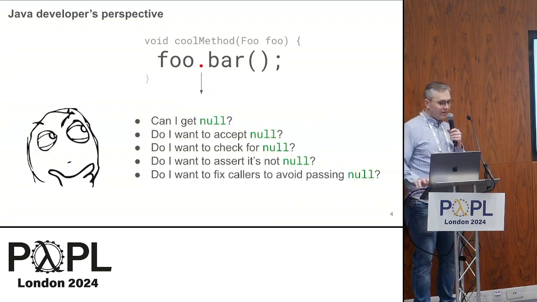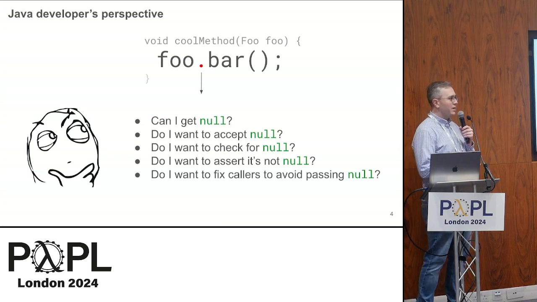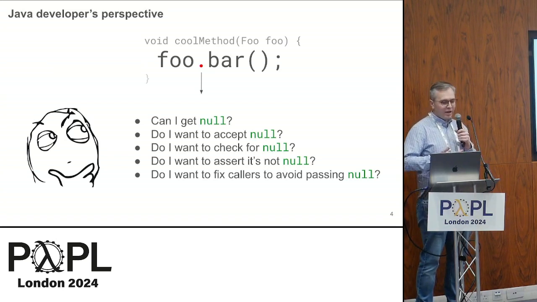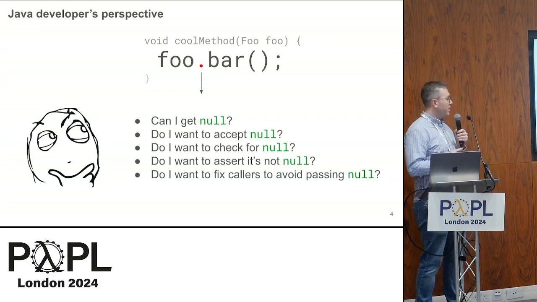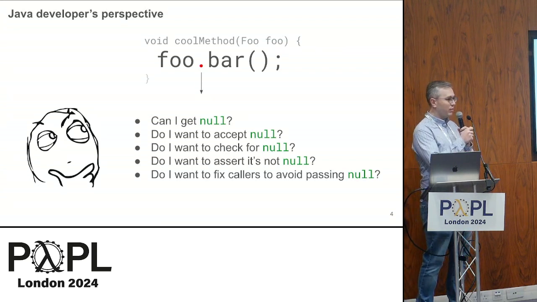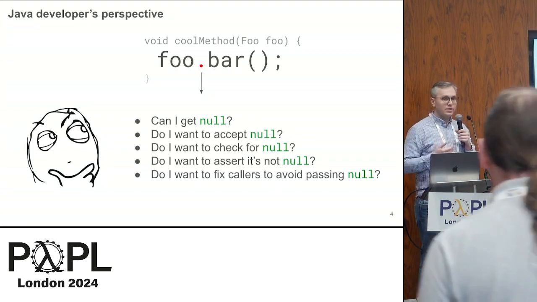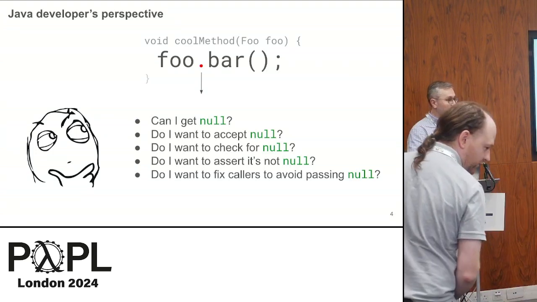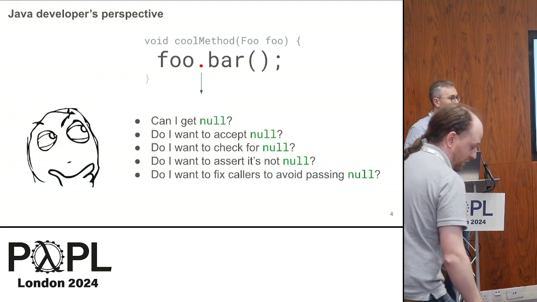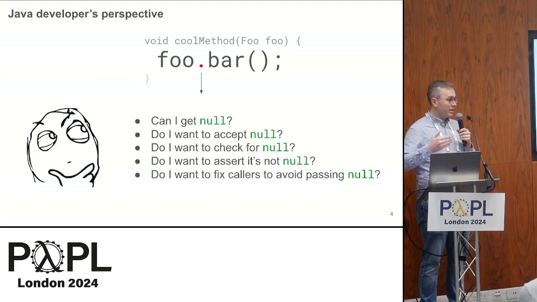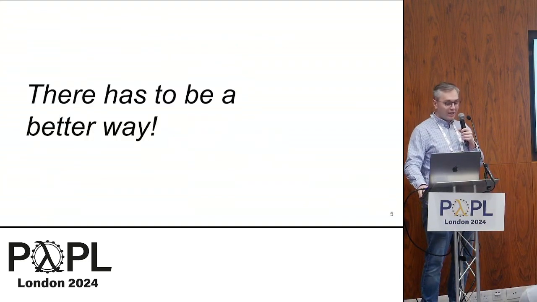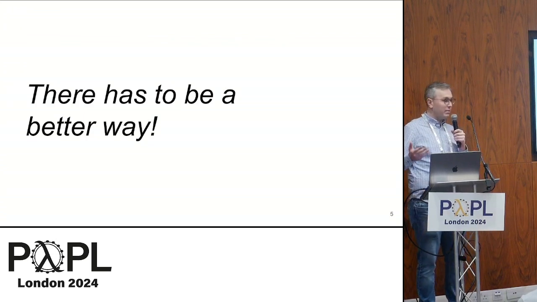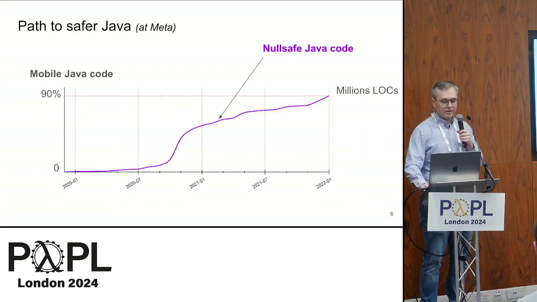But from the developer's point of view, things are more complicated. As a developer, you get all these questions like, can I get null here? Do I want to accept null, or maybe check for null, or assert that it's not null, stuff like that. And this is a lot of decision making just for one dereference. If you multiply it by a million times, there's just a lot of overhead. So basically, not having this implicit nullness is not very efficient, and it's not safe. So naturally, there's this question, there has to be a better way, right? And that's what we did internally.